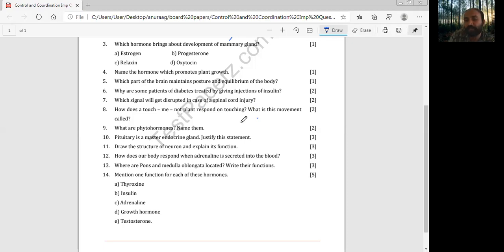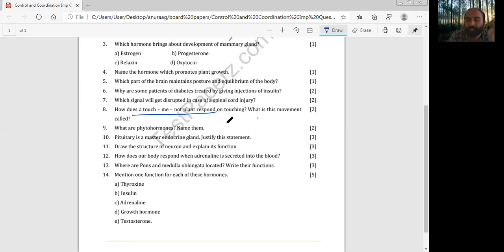How does a touch-me-not plant respond on touching? What is the movement called? I told you that there's a specialized region in the touch-me-not plant. If you don't know, please go back and watch the video which I already uploaded. They have a specialized region called the pulvinus, at the end of the leaf stalk. This is a region which shrinks. When an external stimulus touches the leaf, the signal is sent to the pulvinus. The pulvinus shrinks, and when the pulvinus shrinks, the leaf shrinks, basically. So that is the function happening there.